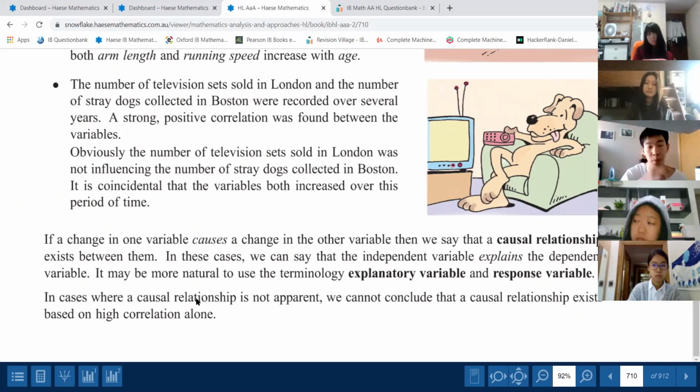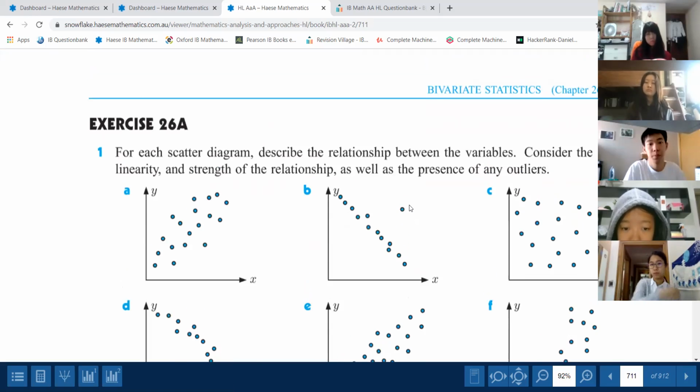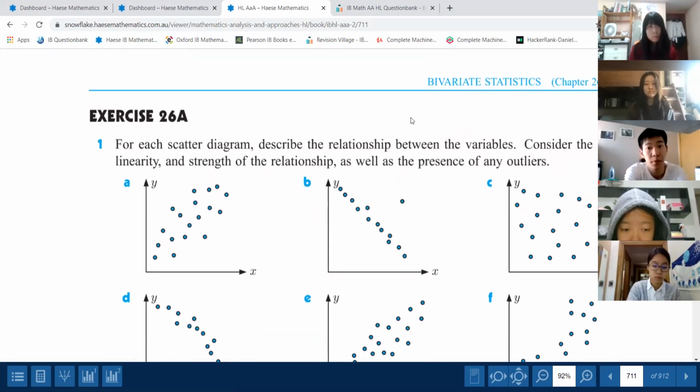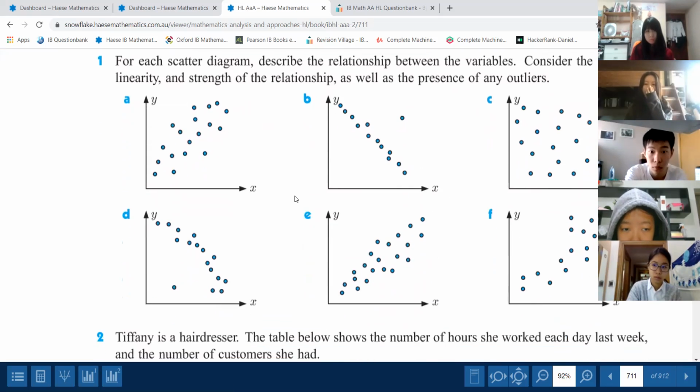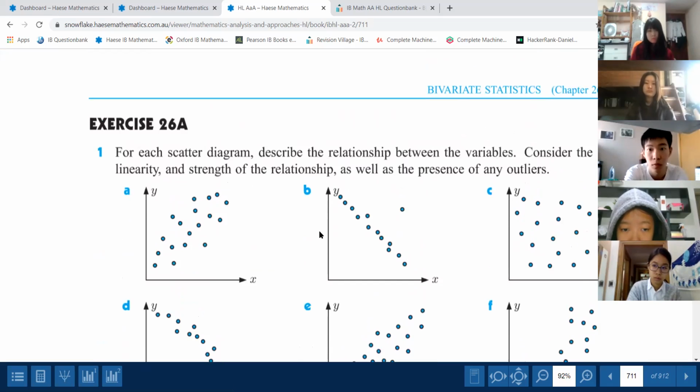In cases where a causal relationship is not apparent, we cannot conclude that a causal relationship exists based on correlation alone. I think this is what I mentioned earlier. So the first thing I want us to do, I put this to make it easier. If we were in school, I'd probably put this on paper and we'd write some stuff, but we don't have the paper. So what I did was to put an activity on Edmodo.